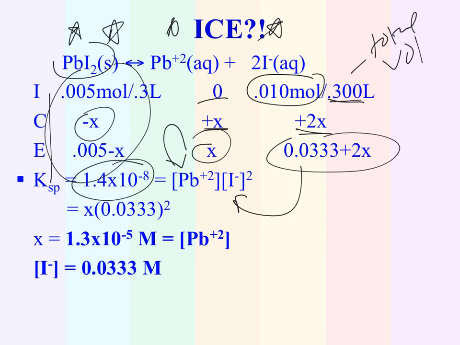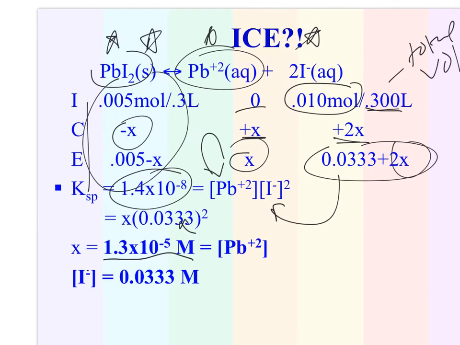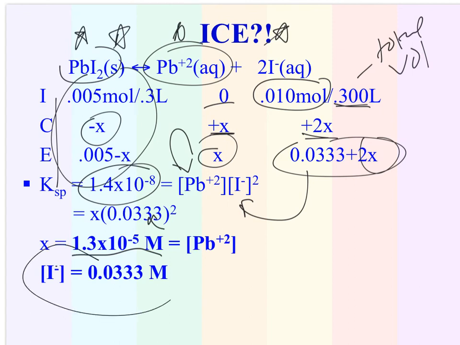Now notice I've dropped off the 2X here when I've plugged it in. I'm going to assume that the X value there is pretty small with respect to the change. If you check that, you'll find out that that's an acceptable assumption. We solve for X, and X is therefore 1.3 times 10 to the negative 5th molar. So this corresponds to the concentration of your lead ion at equilibrium, and our iodide ion can also be calculated as seen here. So we've calculated these two.